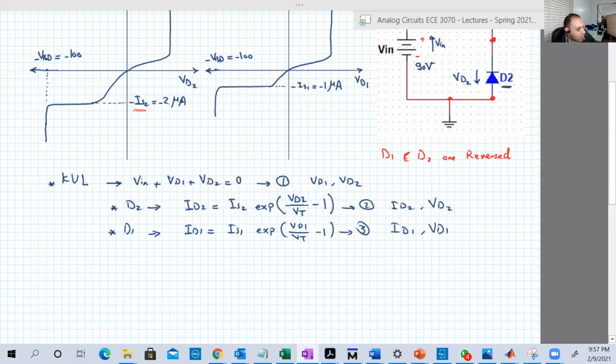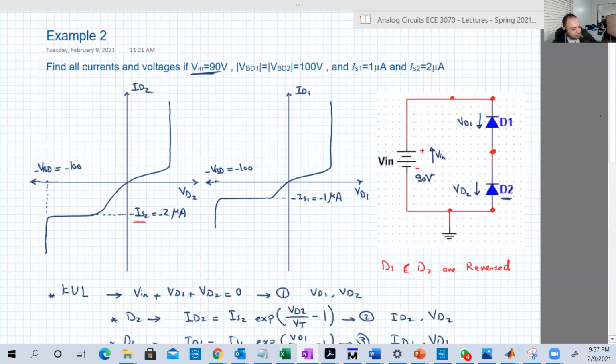So we have three equations so far with four unknowns: ID2, ID1, VD1, VD2. We still need another equation. So you guys just pause this video and give yourself a minute or two and look at this circuit and try to guess what should be the fourth equation. I'm going to count to 5 and resume.